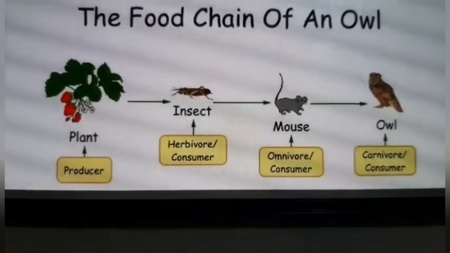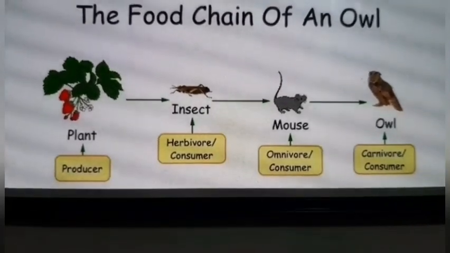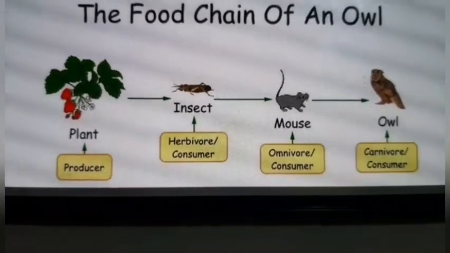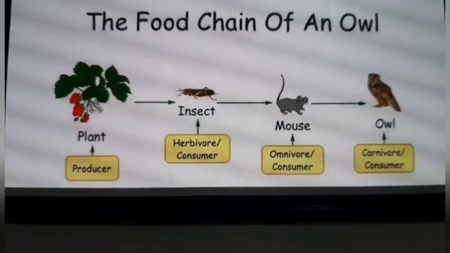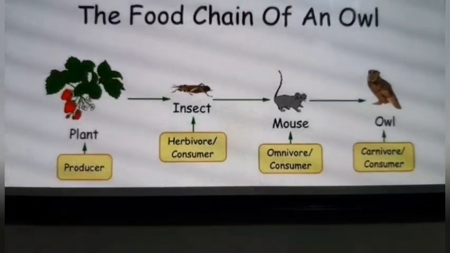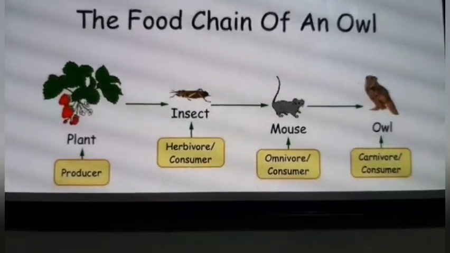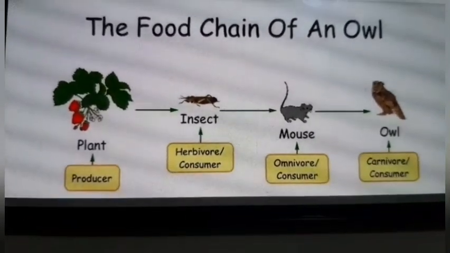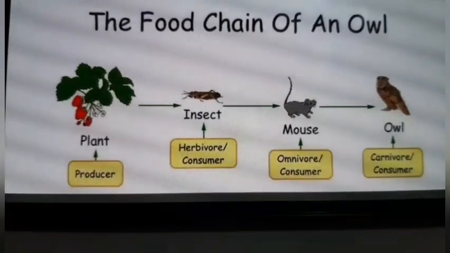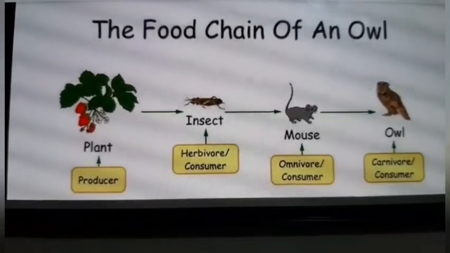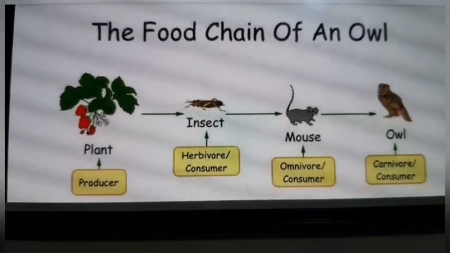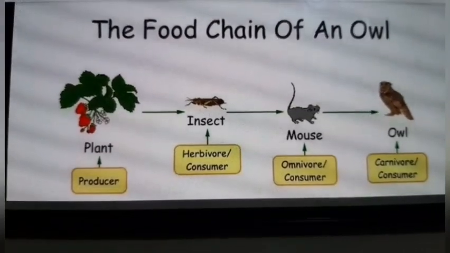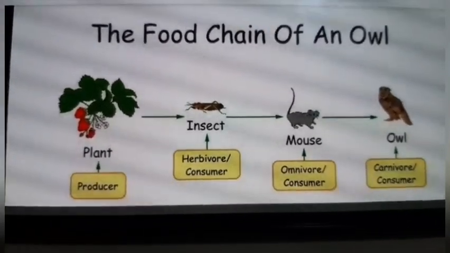Mouse is an omnivore, whereas it is a secondary consumer because it is directly feeding upon the primary consumer. Third, owl. Owl is basically a carnivore, but it is a tertiary consumer because it is feeding upon the secondary consumer. Therefore, the energy transfer also relates to this food chain. Energy gets transferred with respect to each level increased in the food chain.